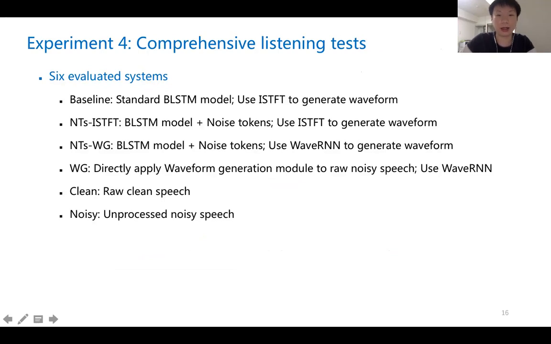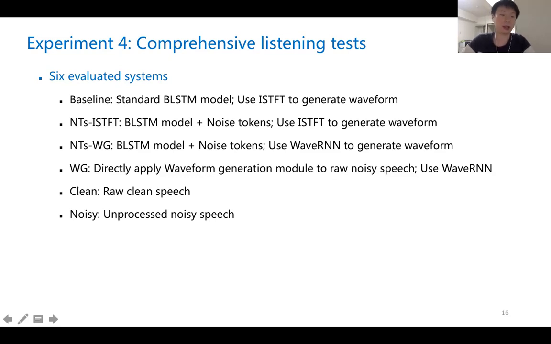We conduct a listening test to comprehensively evaluate 6 systems in total. The first system is the baseline system. It is the standard biased model and uses ISTFT to generate the waveform. The second model is the baseline model plus noise tokens and also uses ISTFT to generate the waveform. The third system is the biased model plus noise tokens and uses the waveform vocoder to generate the waveform.